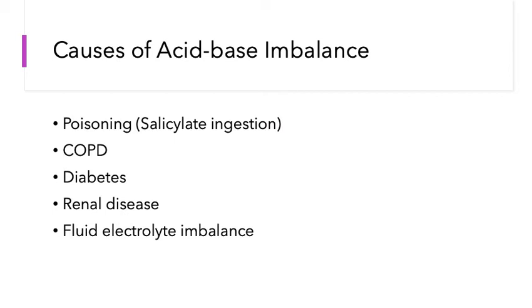There are so many. Salicylate ingestion, so excessive salicylate ingestion. Patients who have COPD may tend to have respiratory acidosis. Patients who are diabetic may tend to have metabolic acidosis, especially if they're not controlled and they have too much glucose in the blood. And then, of course, renal problems and patients who have electrolyte imbalances. So, there are so many causes associated with acid-base imbalances.